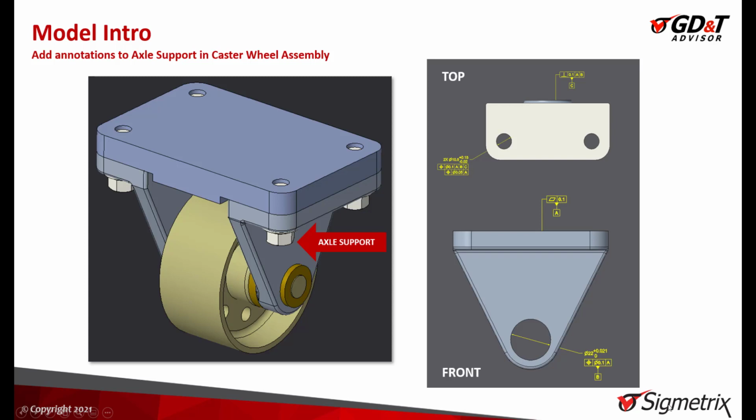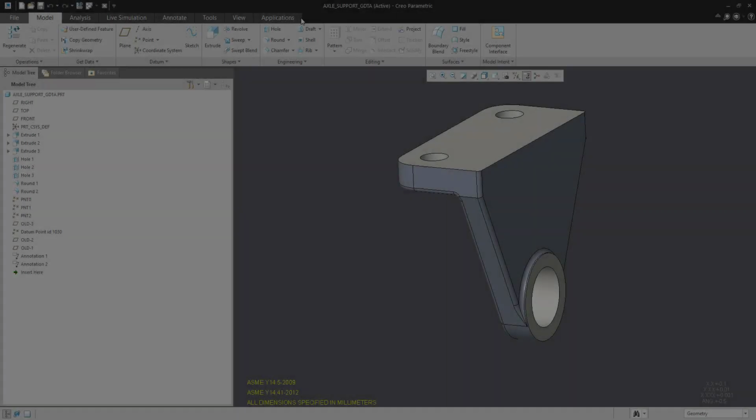We will use GD&T Advisor to add the annotations into the axle support that is part of the caster wheel assembly. Datum A is the primary contact between the axle support and the top plate. Datums B and C control the location and orientation of the bushing. The holes in the pattern are clearance holes for the fasteners that join the axle support and the top plate.